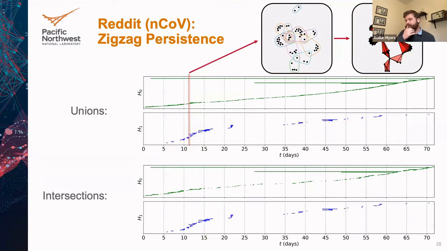We also did an experiment here looking at the difference. I've only talked about unions previously, but we also have intersections as another way of applying zigzag persistence. We found very little difference; there's still some, but both intersections and unions capture the main topological characteristics of the temporal hypergraph.